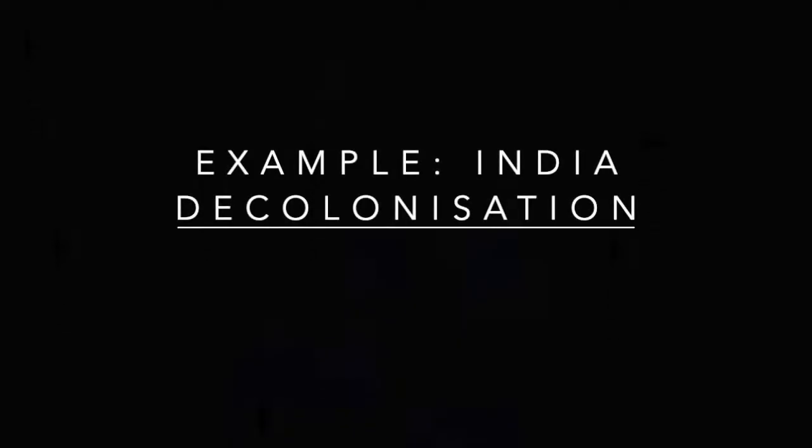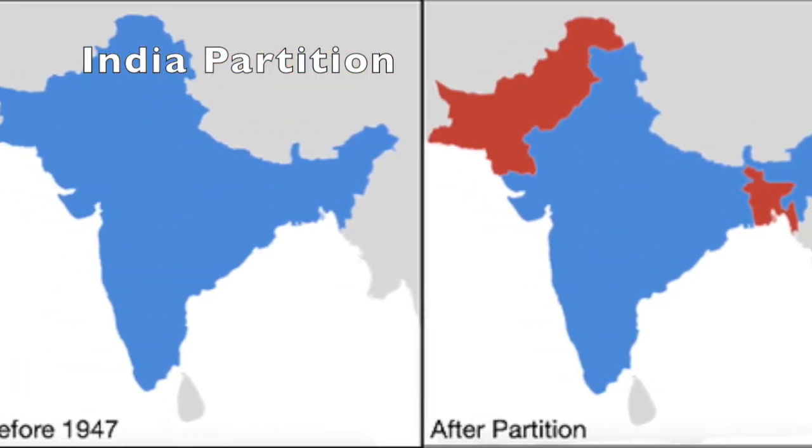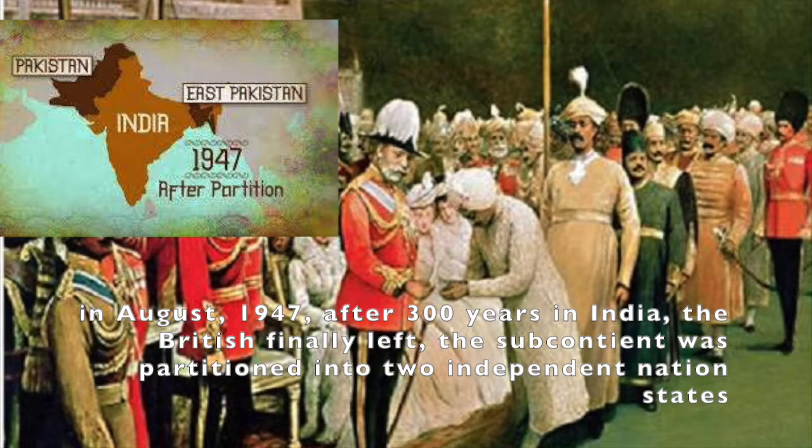In this part, we will talk about Indian decolonization. Firstly, we will talk about the partition of India. In August 1947, after 300 years in India, the British finally left and the subcontinent was partitioned into two independent nation states, the Hindu-majority India and the Muslim-majority Pakistan.